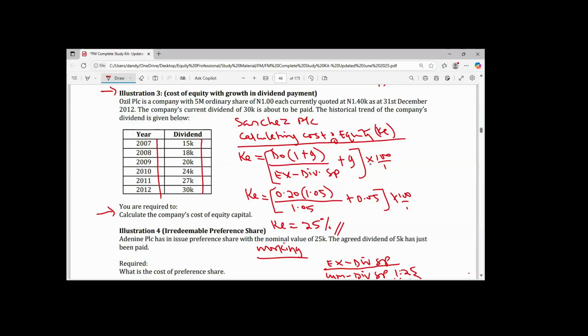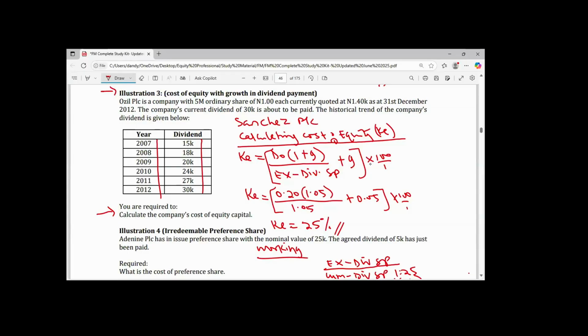You can see that dividend has increased from 15 kobo to 30 kobo between 2007 and 2012. That means there is growth in dividend payment. That means dividend has grown. But the growth rate is not given to you. Therefore, you need to work it out. You need to calculate your growth rate based on the information given.